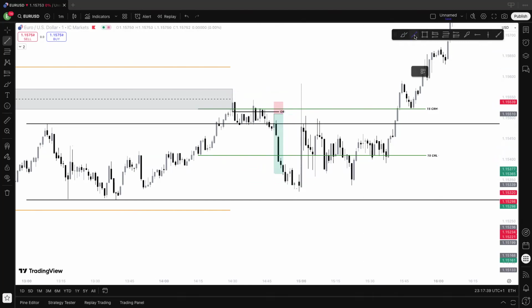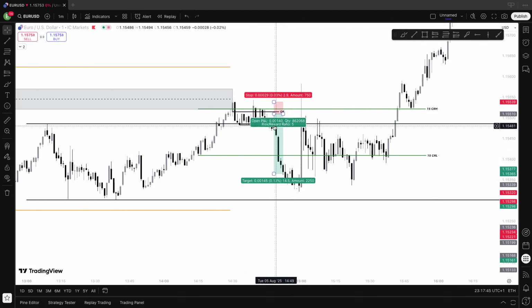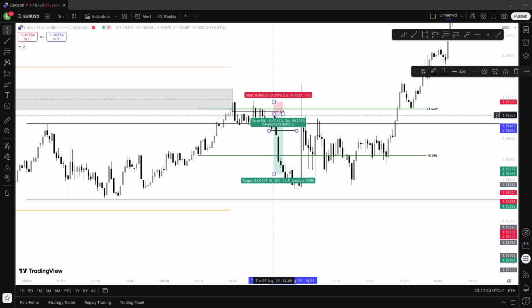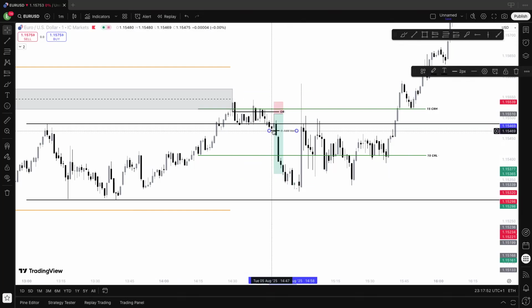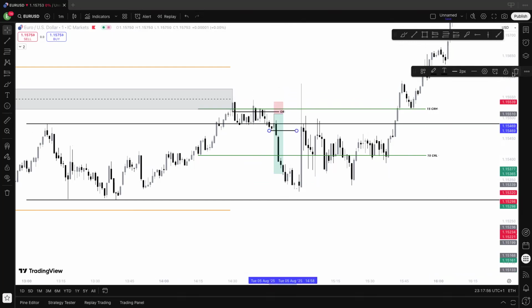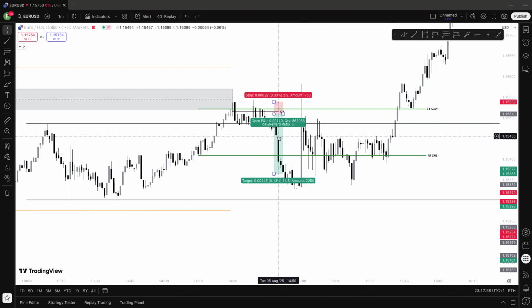And then again, we went break even after breaking all of these lows. Not these lows, my bad. After we broke this low, because we entered here, after we broke this low, this very candle right here, we went break even, so the trade was risk free. And then again, we ended up making that 1 to 5.